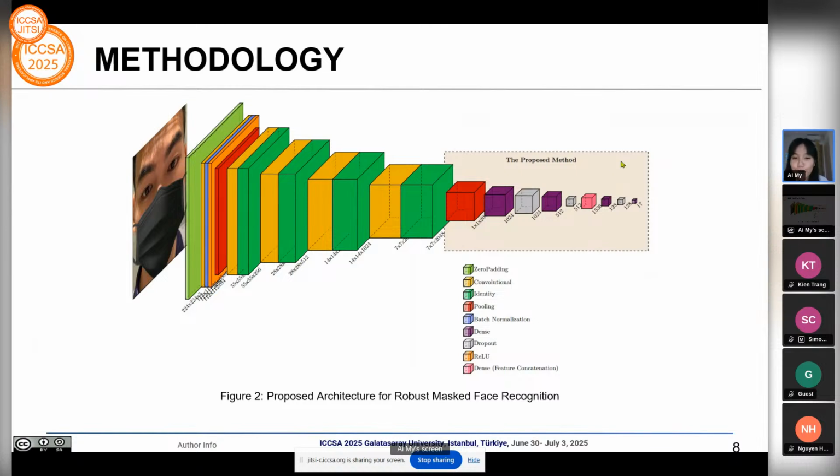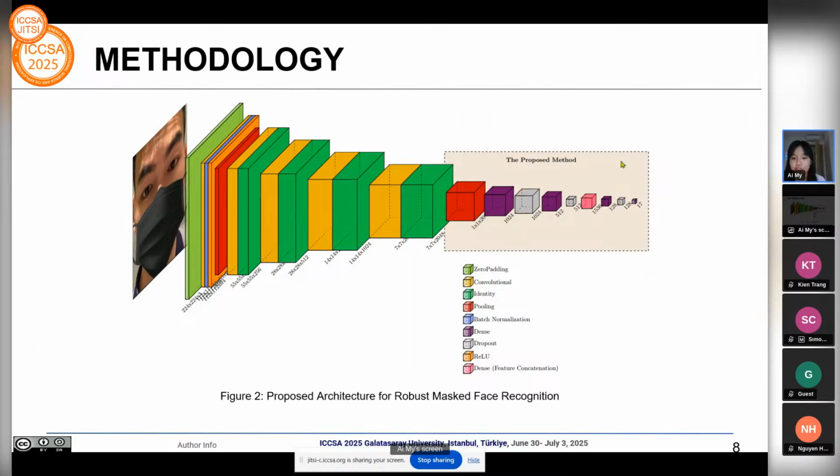Here we incorporate combinations of dense, fully connected layers, batch normalization to stabilize learning, dropout to reduce overfitting, and ReLU activation function to introduce non-linearity. These components work together to refine and transform the features extracted by ResNet50 into more discriminative embeddings.